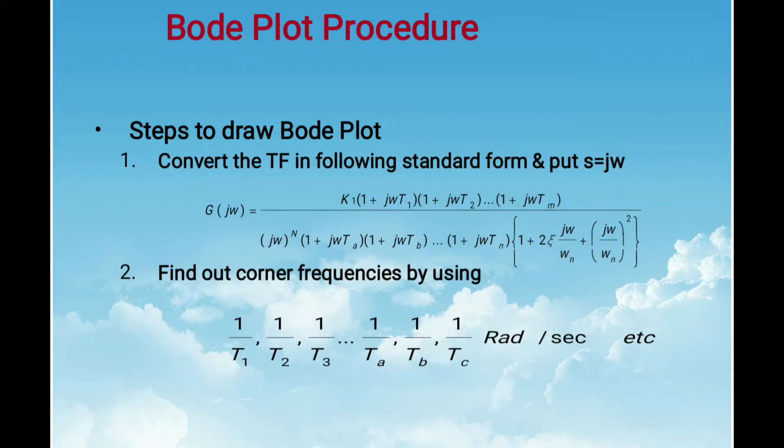The very important thing in the Bode plot is the corner frequency. Both plots, the magnitude plot and the angle plot, are with respect to frequency. The frequencies where the slope and angle actually change are the corner frequencies. So the first step is to find out the corner frequency. Corner frequency is nothing but the reciprocal of the time constant. So however many time constants are present, we take their inverses to get the corner frequencies. If we have 3 time constants, we have 3 corner frequencies.